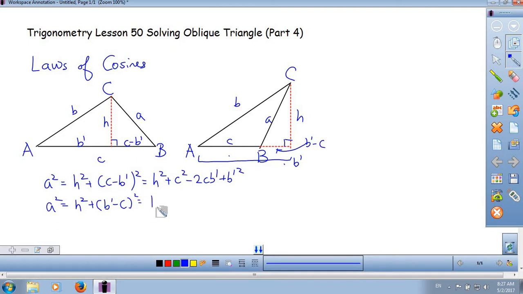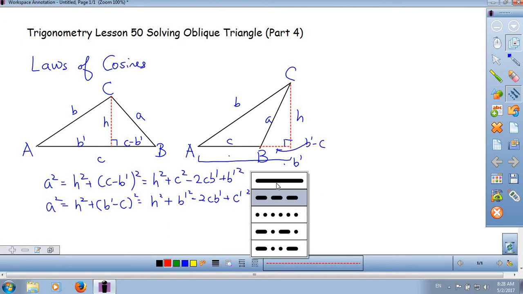Alright, and then if we expand it out, it will be H squared plus B prime squared minus 2 B prime C, which is the same as C prime B, plus C prime squared. Okay? So actually these two expressions are the same, if you notice that, because you have C squared, B prime squared, and you have minus 2C B prime. Alright, now what's another situation that's possible here?